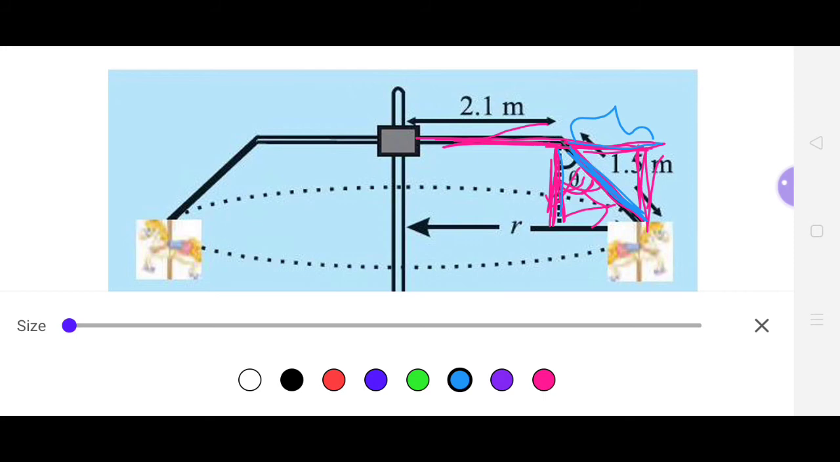So horizontal component will be length into sine of theta. And because the angle theta is given here, the vertical component will be length into cos of theta, along this. But in this case, this length will be length of the rod into sine of theta. Okay, let's start now.